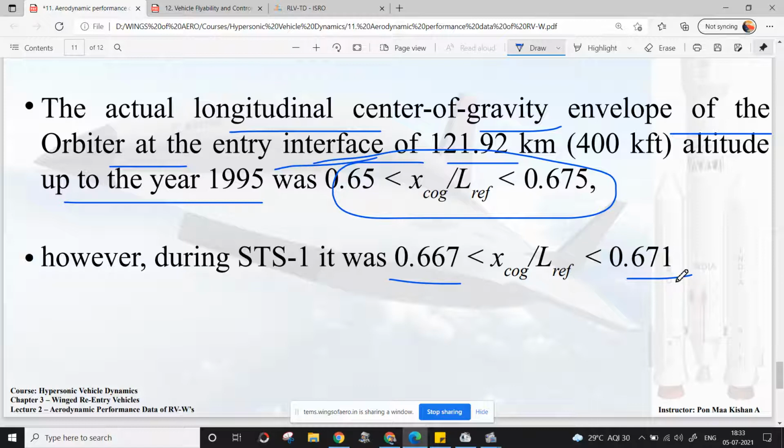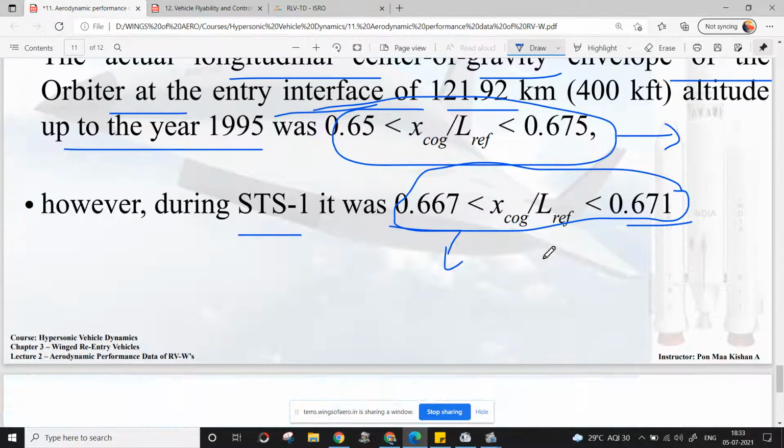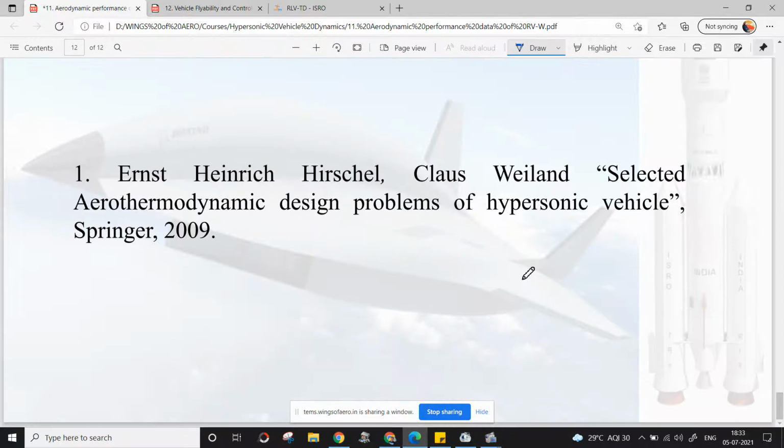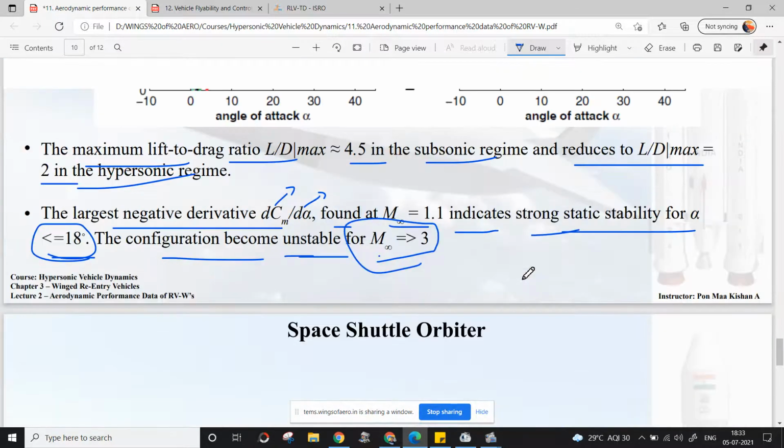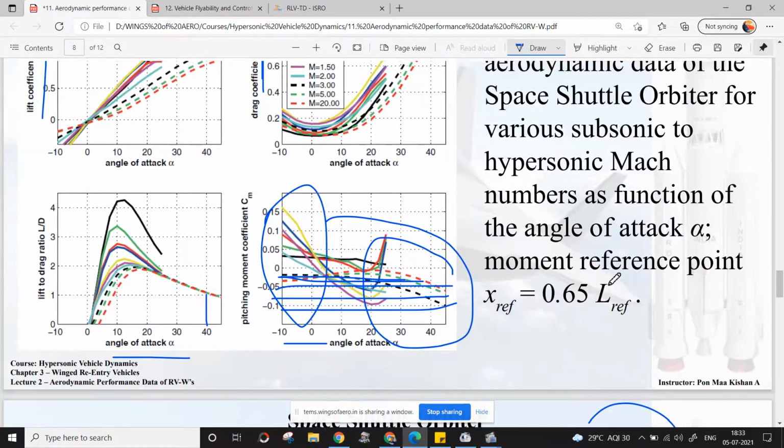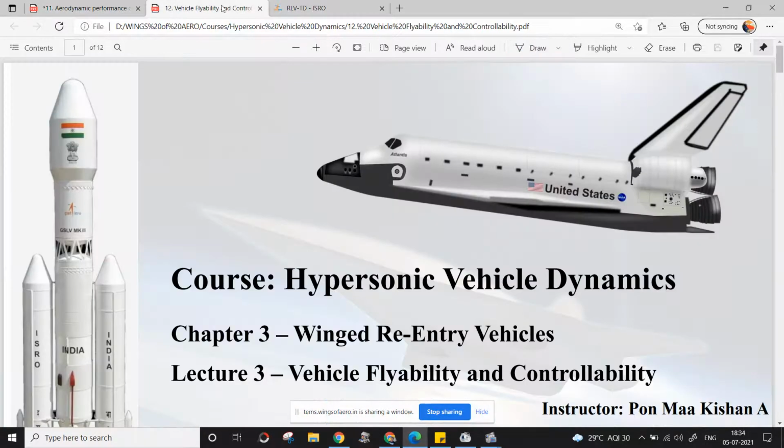After doing various types of research, they identified that we need to shift the center of gravity within this particular range. So while designing your project, you have to use this factor, and you can take a reference like STS-1, right? Up to 1995 the space shuttle configuration used this. You can take this as a reference for your spacecraft design. Okay, right. So this is a scenario of the aerodynamic performance factors of the space shuttle configuration.